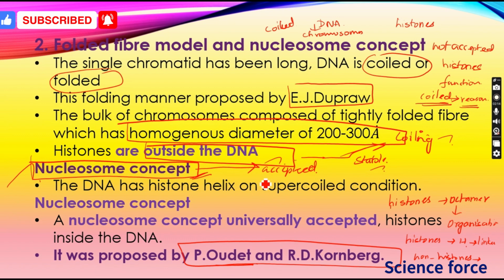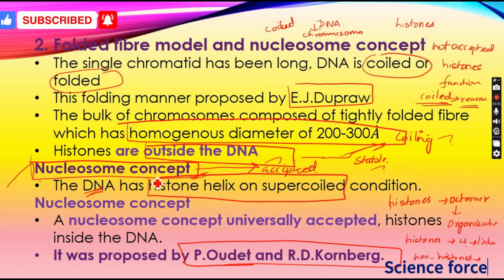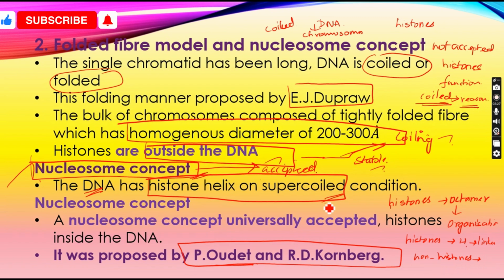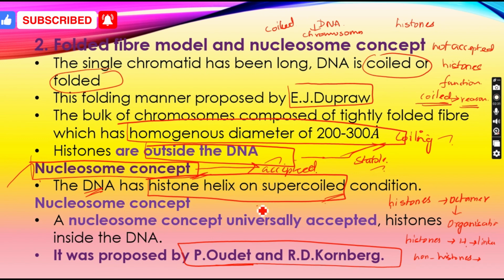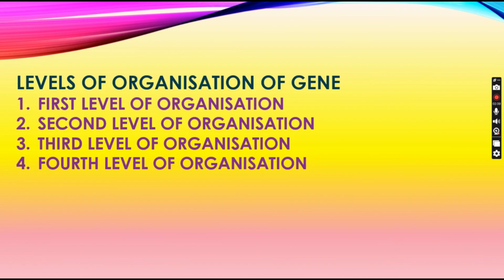They also said that DNA forms a histone helix in a supercoiled condition. It is an accepted model because they explained that supercoiling occurs, not simple coiling. Therefore, this is an accepted model. Next we are going to see the levels of organization of the gene.